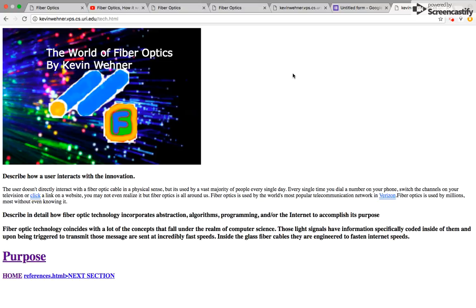Second one is to describe in detail how fiber optic technology incorporates abstraction, algorithms, programs, or the internet to accomplish its purpose. Fiber optic technology coincides with a lot of concepts that fall into the realm of computer science. Those light signals have information specifically coded inside of them upon being triggered to transmit the messages through the glass cable. Inside the glass fiber cables, they're engineered to have faster internet speeds.